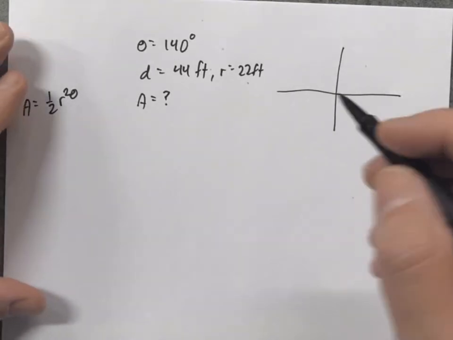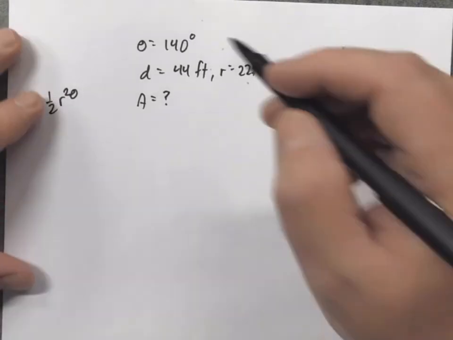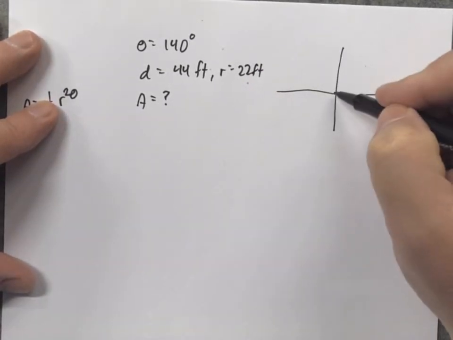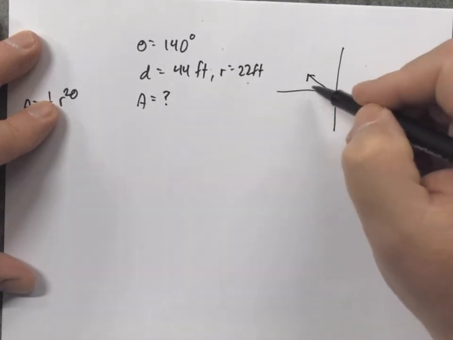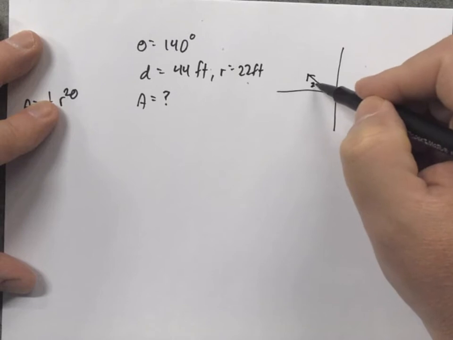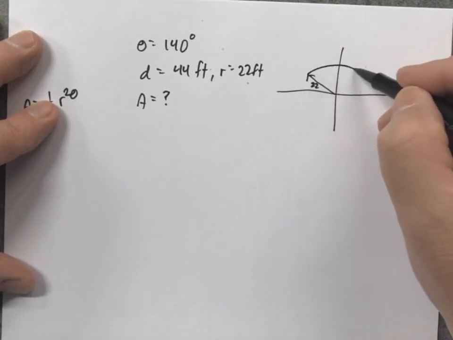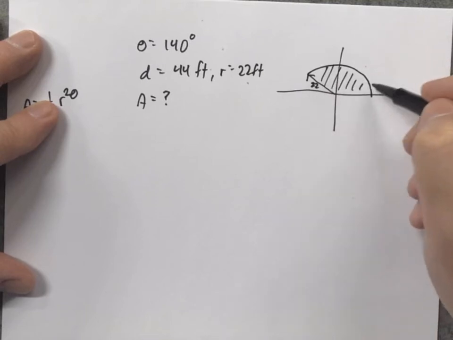So let's do that. Although sometimes it helps to draw a picture to visualize it. 140 degrees, 90's here, 180. 140 degrees is probably about right here. So they're saying this distance is 22 feet. We're going to try and find this area right here.